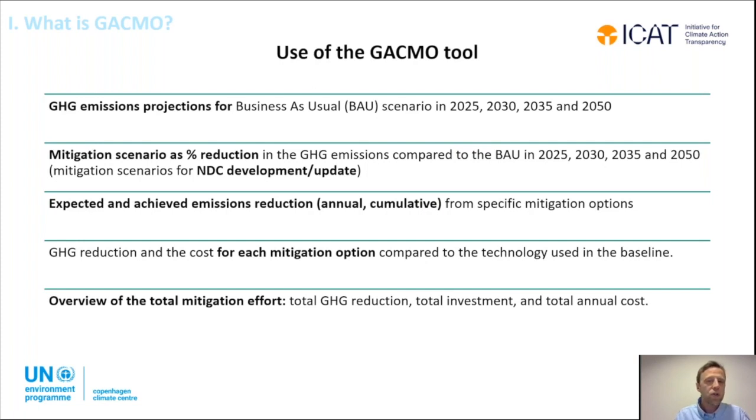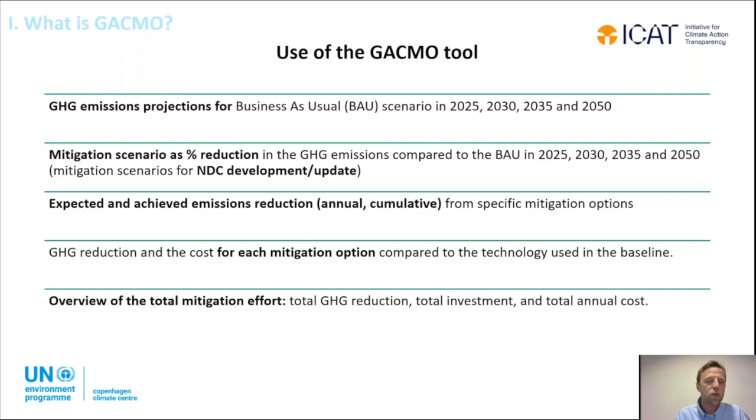In the new version of the GACMO tool, a user can also assess the expected and achieved emission reduction related to specific mitigation options. And as you will see later in my presentation, it can in this sense be useful in the context of NDC reporting and NDC tracking.